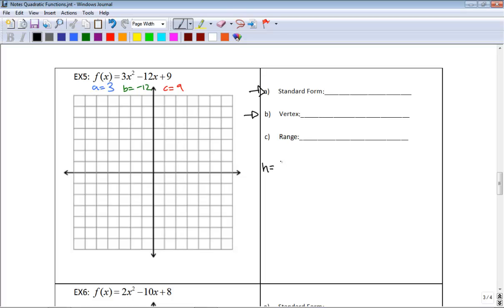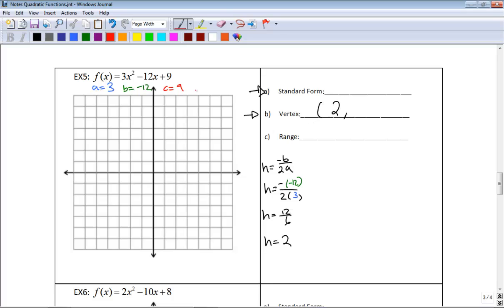Well, H is going to equal negative B over 2A. That's the formula. So H is equal to negative, well, B is negative 12, so the negative of a negative 12 over 2 times, well, A happens to be 3. So let's go ahead and work this problem out and see what we get for H. Well, the negative of a negative is a positive, so we have positive 12 over 2 times 3 is 6. Well, 12 over 6 is 2. So the H value for our vertex, or the X value, right? H for our vertex is 2.